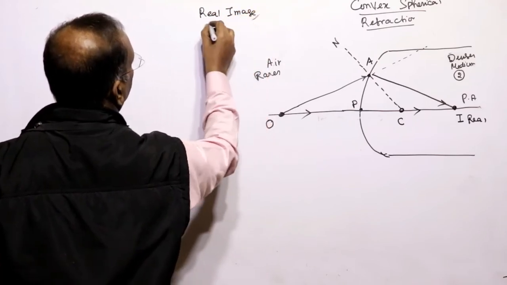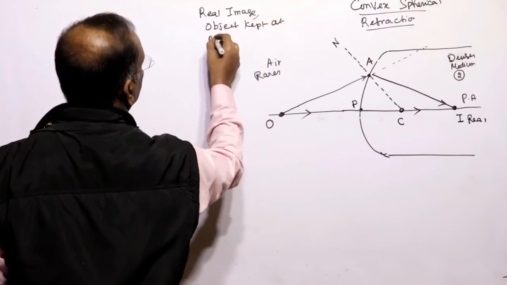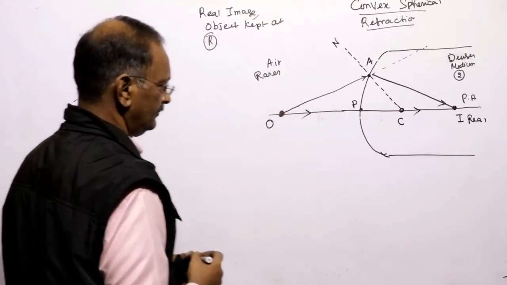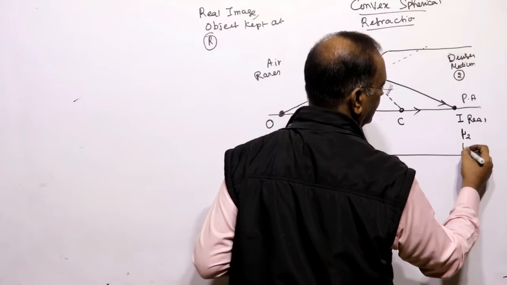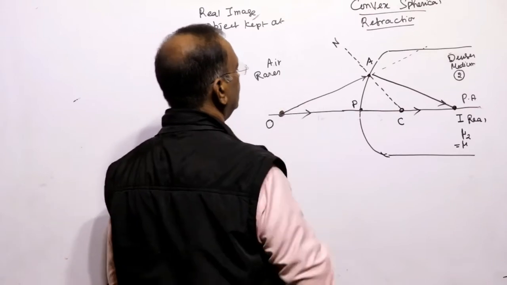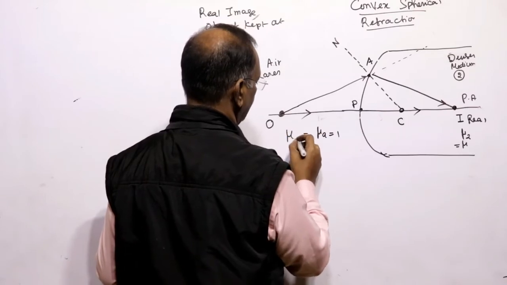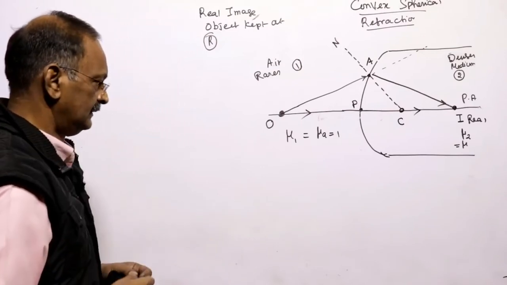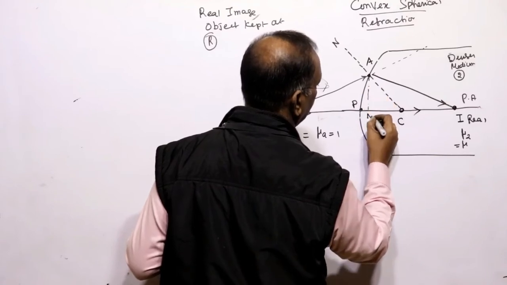So the first case, we say convex mirror, real image, and the object kept in the rarer medium. See, this is the rarer medium, so the object is kept here. This medium will have a refractive index of mu2, or we can say mu. We do not know it. And this is the refractive index of air, which is equal to 1, the refractive index of the first medium, the rarer medium. Now we drop a perpendicular from here. We call this point N.